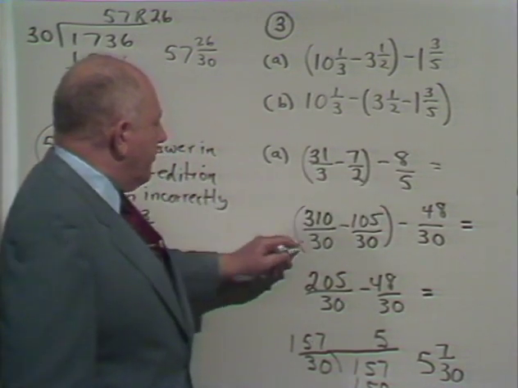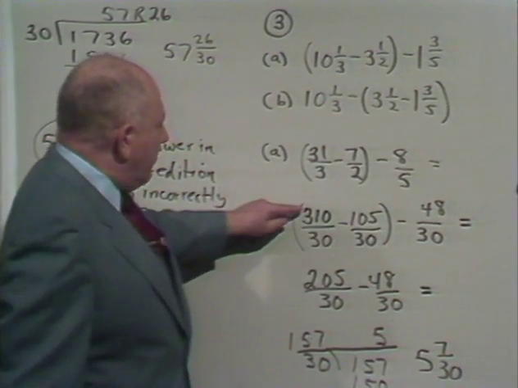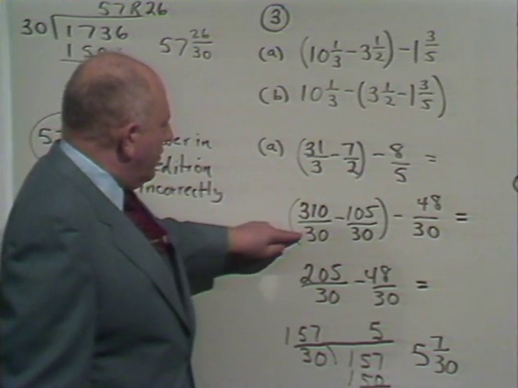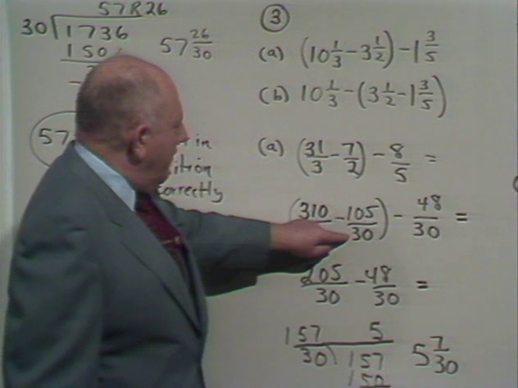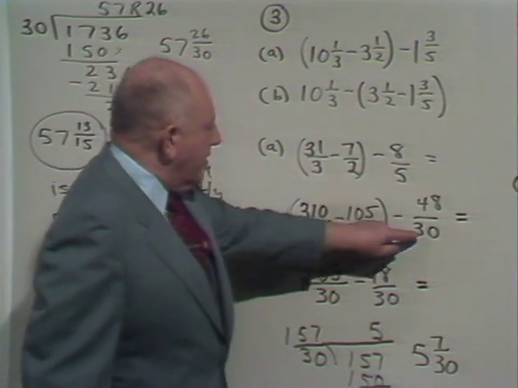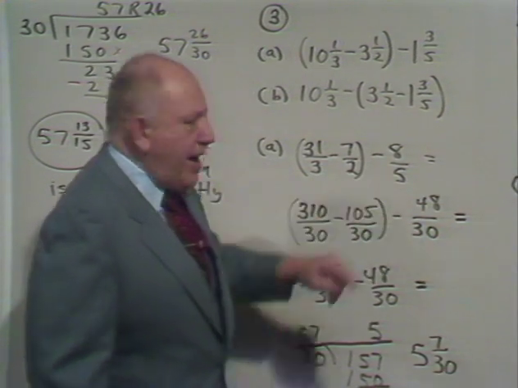With 5, 2, and 3, the common denominator is 30. This becomes what? 31 over 3 is the same as 310 over 30. 2 goes into 30 15 times. 7 times 15 is 105. 5 goes into 30 6 times. 6 times 8 is 48.